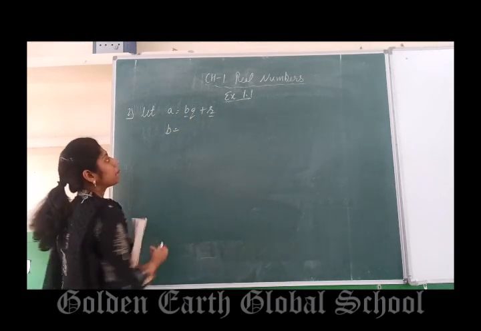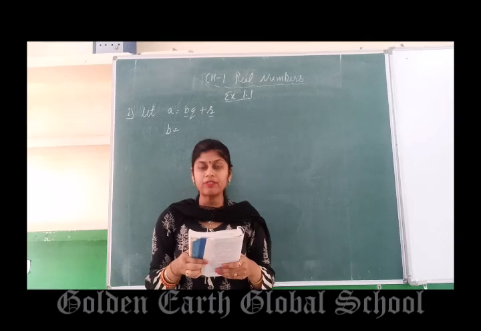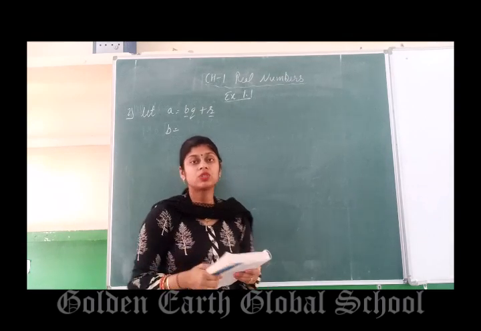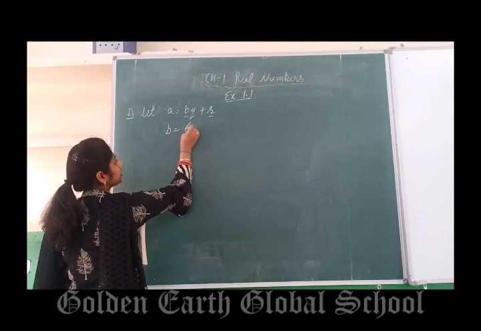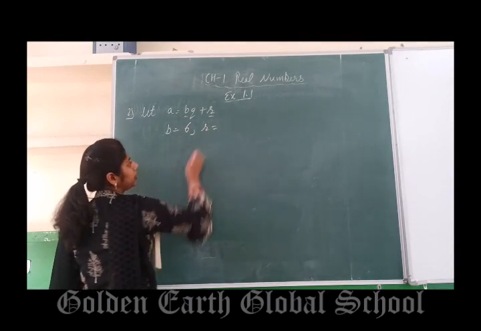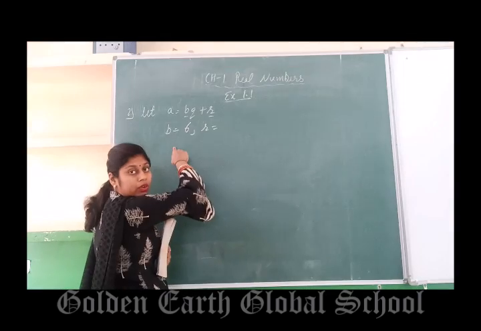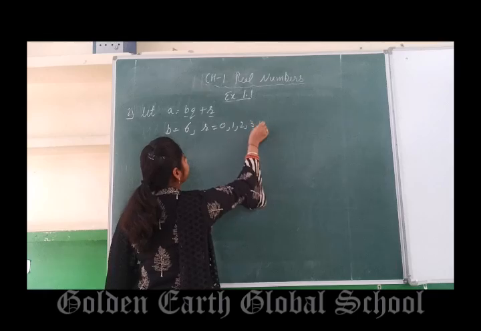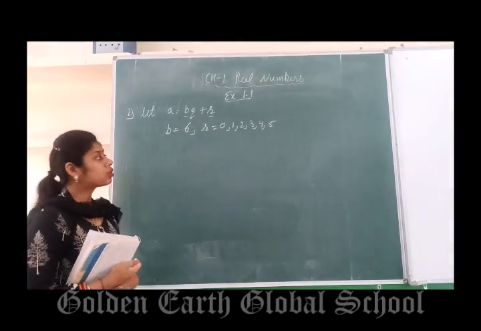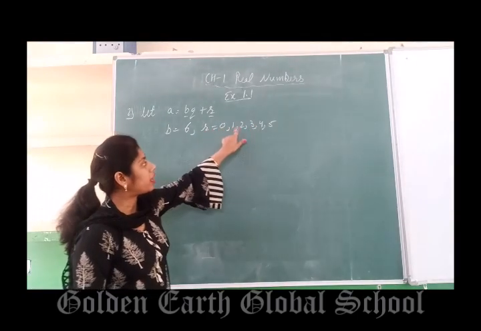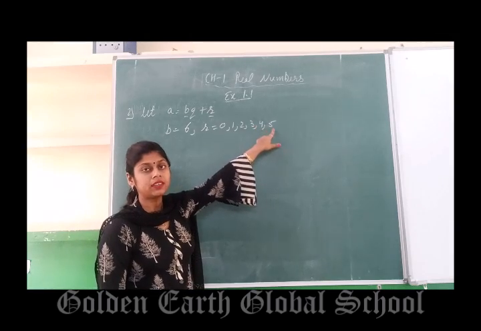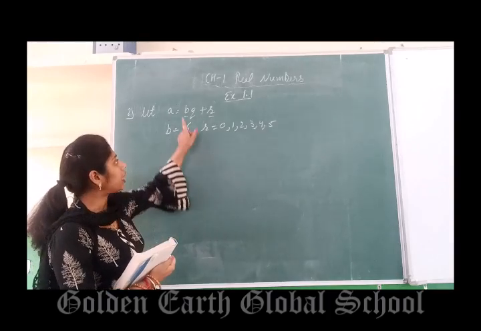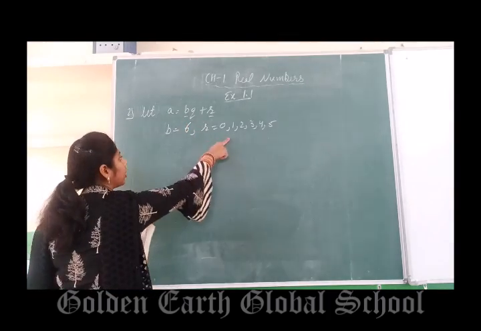What will your B be? According to your proof, we have to prove 6q plus 1, 6q plus 3, 6q plus 5, so we will let B be 6. According to B, R will be less than 6: 0, 1, 2, 3, 4 and 5. So the possibilities of R are 0, 1, 2, 3, 4 and 5.